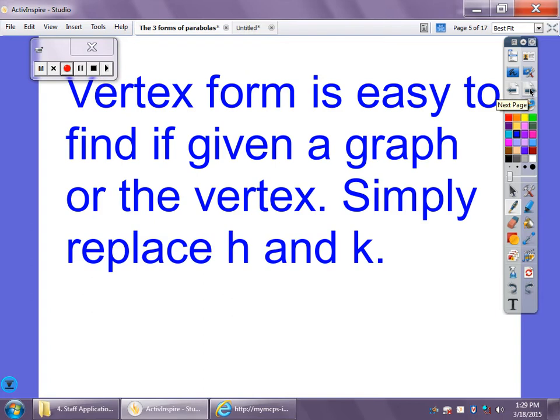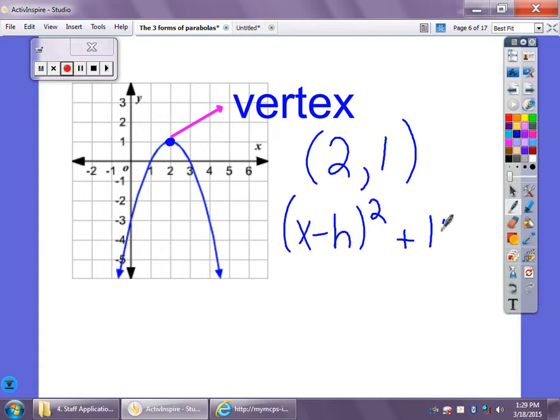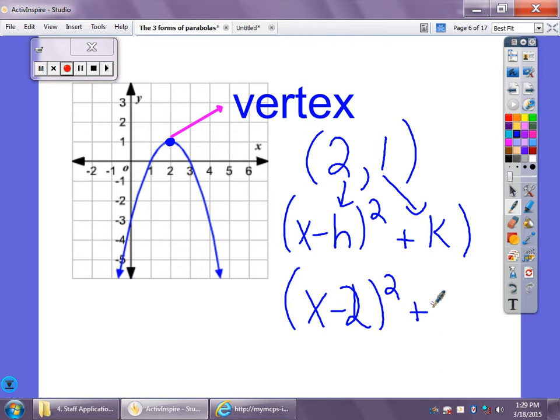Vertex form is easy to find if you're given a graph or the vertex. We're going to simply replace h and k. So looking at this graph, right here is my vertex, and the ordered pair is 2, 1. The form for vertex is (x minus h) squared plus k. Okay? I'm simply going to replace h and k. I have (x minus 2) squared plus 1.